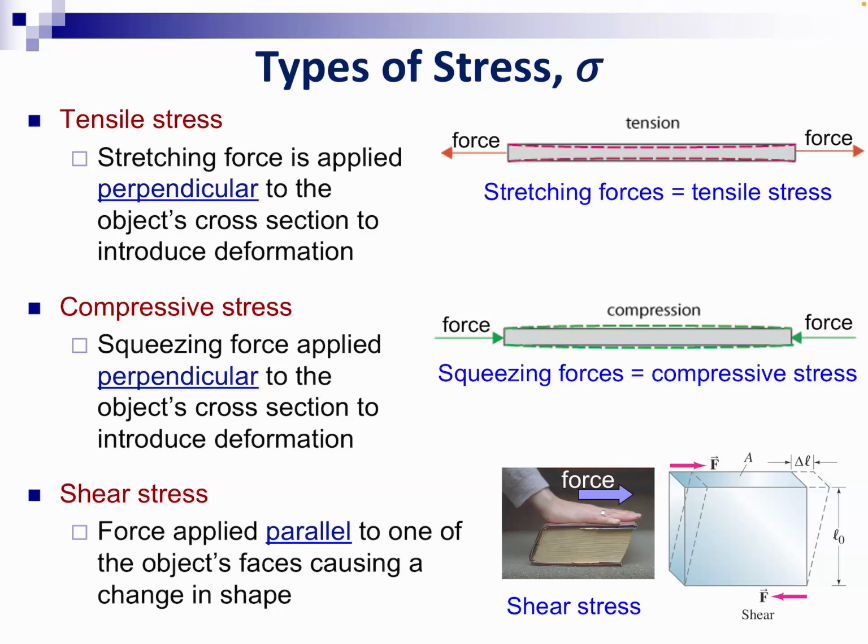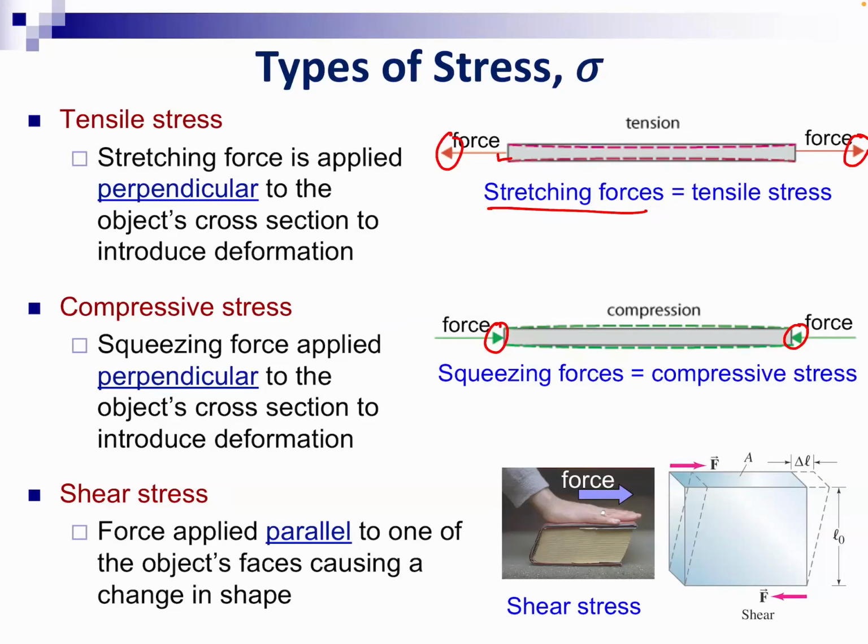Okay, tensile stress is defined by stretching forces. Notice the direction in which you apply the force. You're essentially stretching the object. The force is perpendicular to the cross-sectional area, and as a result, the object is stretched. Okay, compressive stress. Compression is probably easy to understand. It's when you compress an object. So notice the direction of the force here. You have a squeezing force that will compress the object, shortening its length.